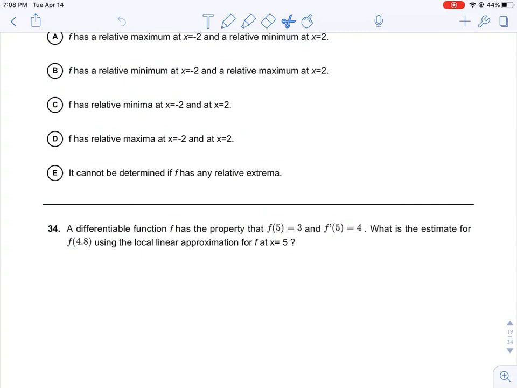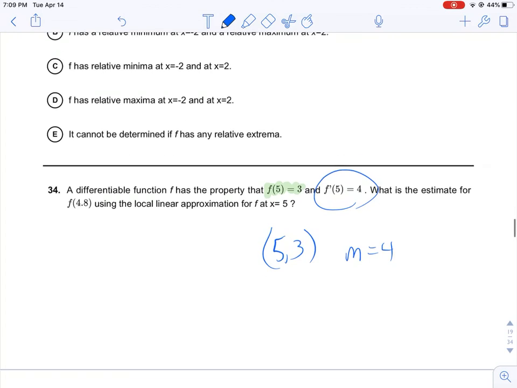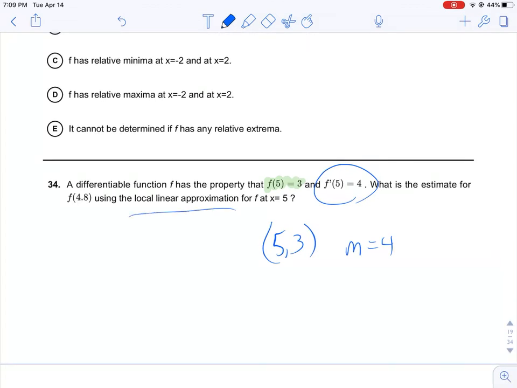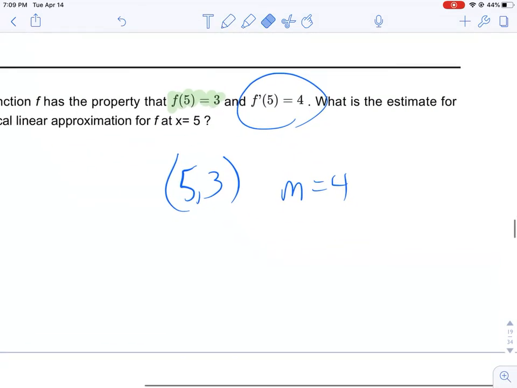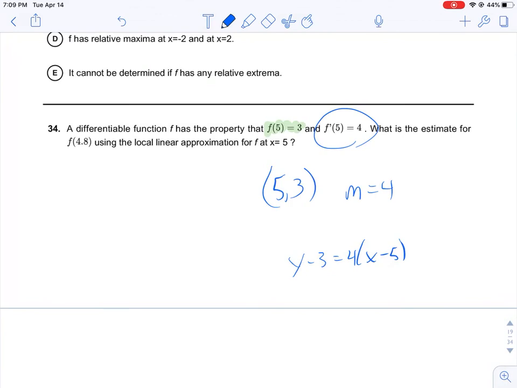34, a differentiable function has these properties. What is an estimate using the local linear approximation? Okay, so all they've done here, they've given us a point, 5, 3, and a slope of 4 from this, and a local linear approximation is just a tangent line. So we write the equation for the tangent line, y minus 3 equals 4 times x minus 5, and then use it to estimate f of 4.8.